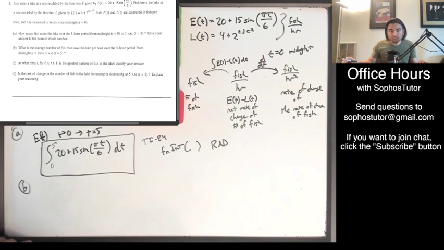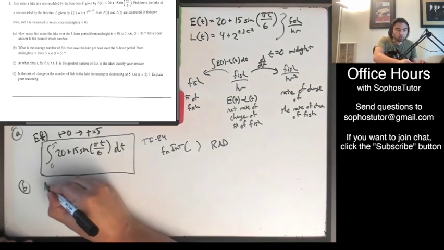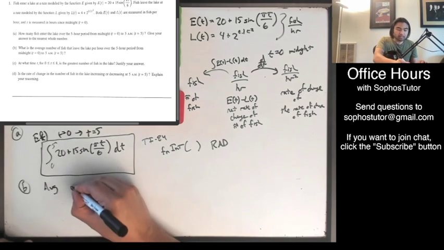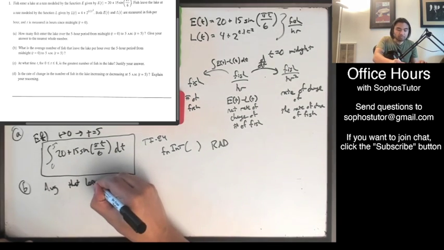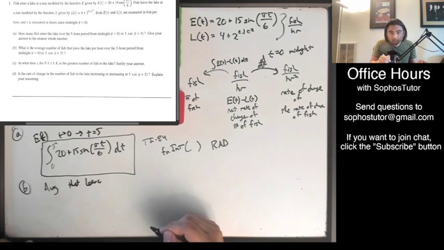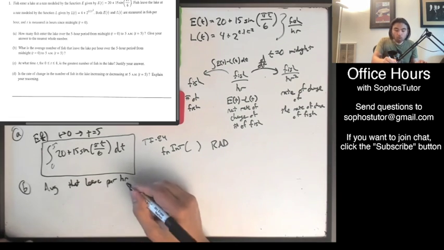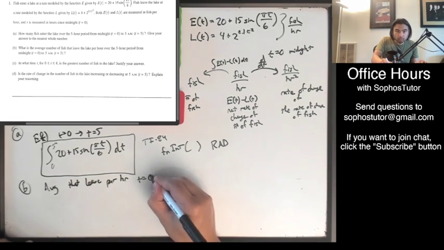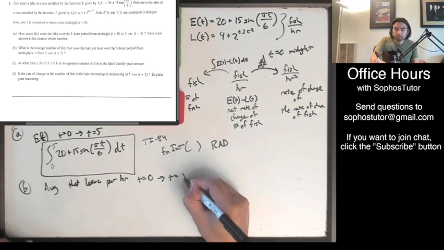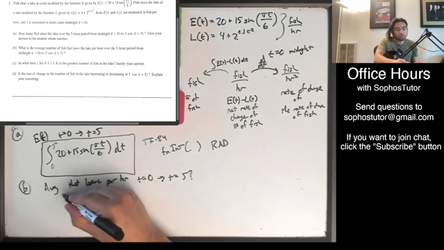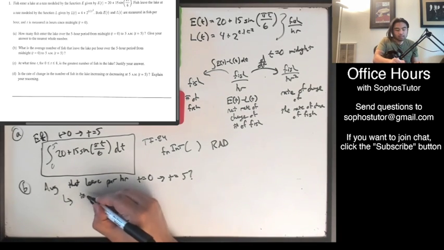What is the average number of fish? Okay, so we want an average number of fish that leave the lake per hour between t equals 0 to t equals 5. Whenever we see average, we need to translate this to total divided by time.